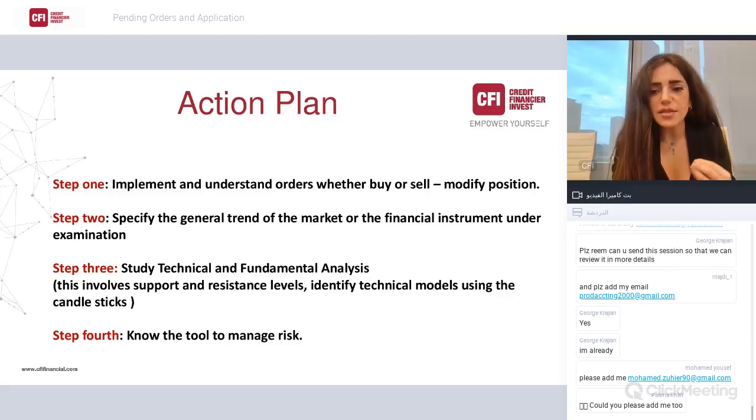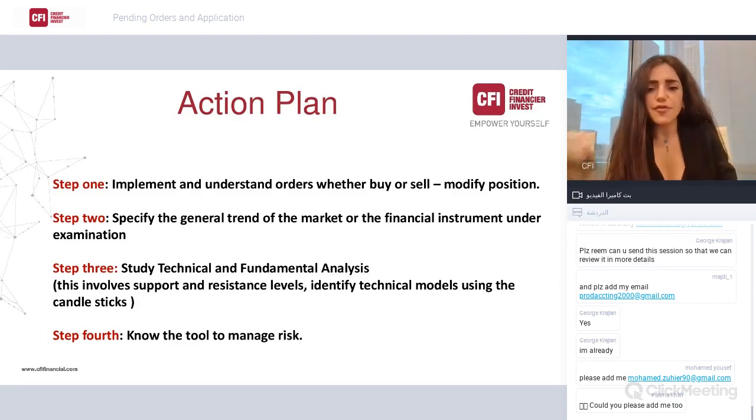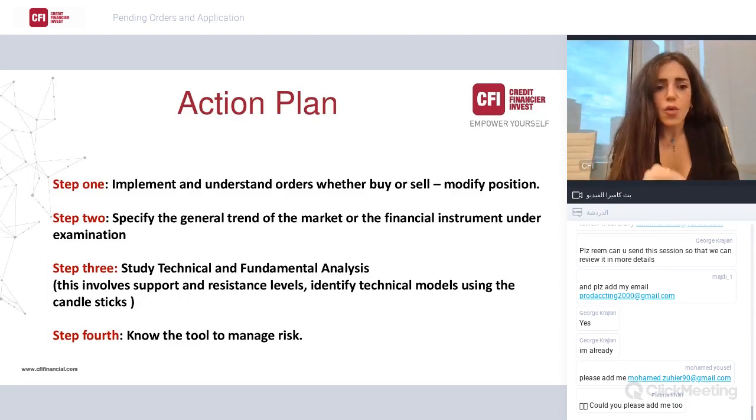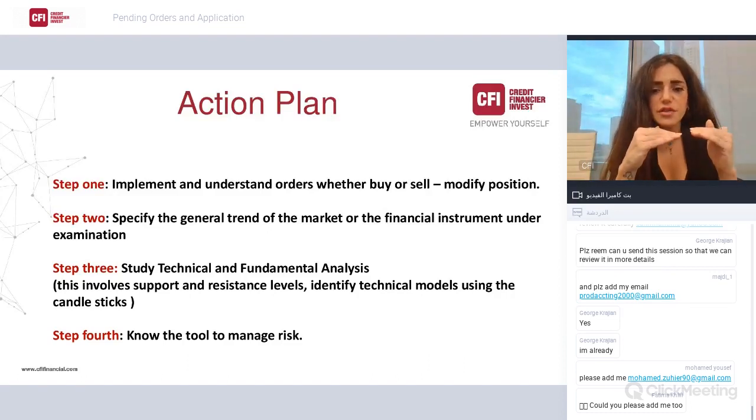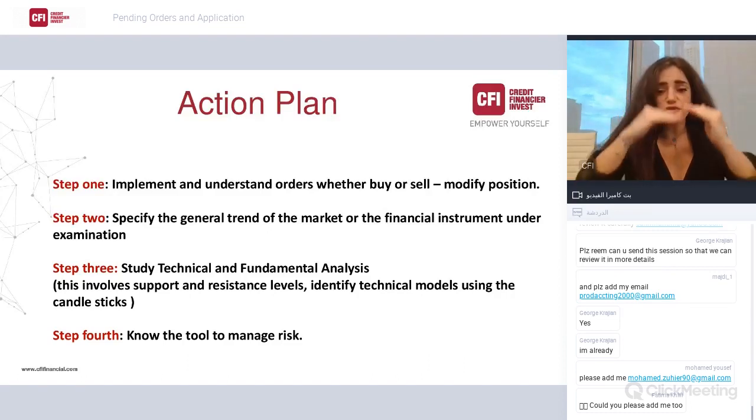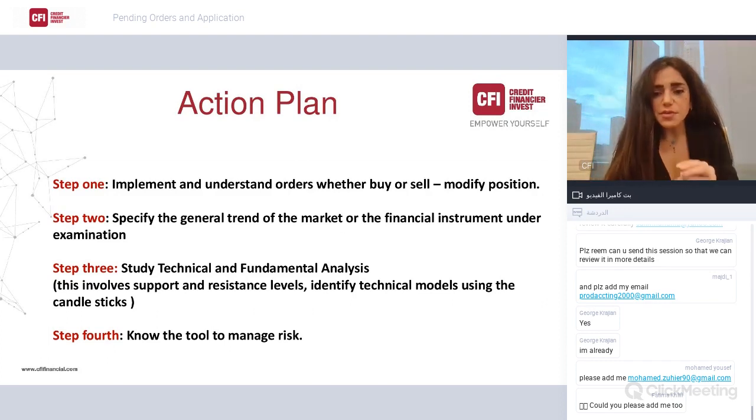Step 2, you specify the main trend of the market, of this instrument. Is it an uptrend, downtrend, or horizontal trend? Step 3, you study your fundamentals and technicals. When I say technicals, you don't have to go into those indicators that we mentioned. If you check the report that you receive on a daily basis, you have support levels and resistance levels that are above, and you have support levels that are below. They are more than enough to give you a 70% indication of the price movement.